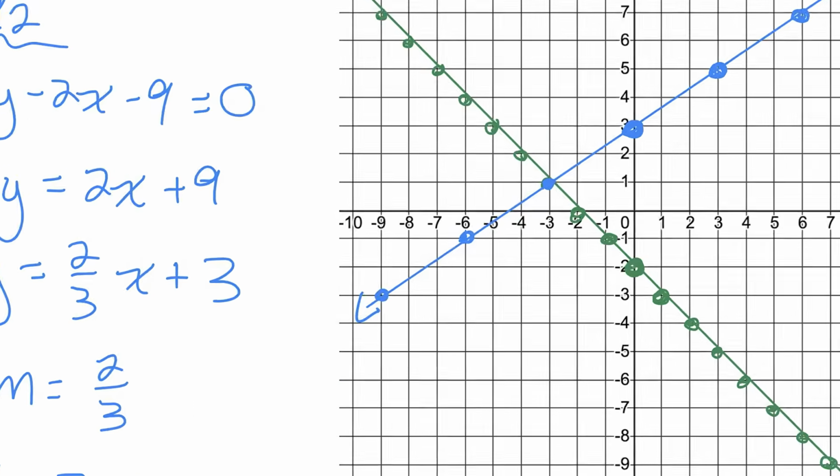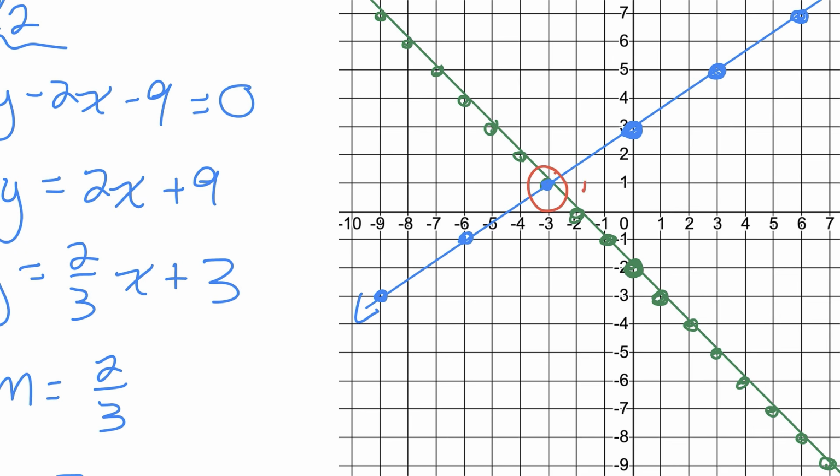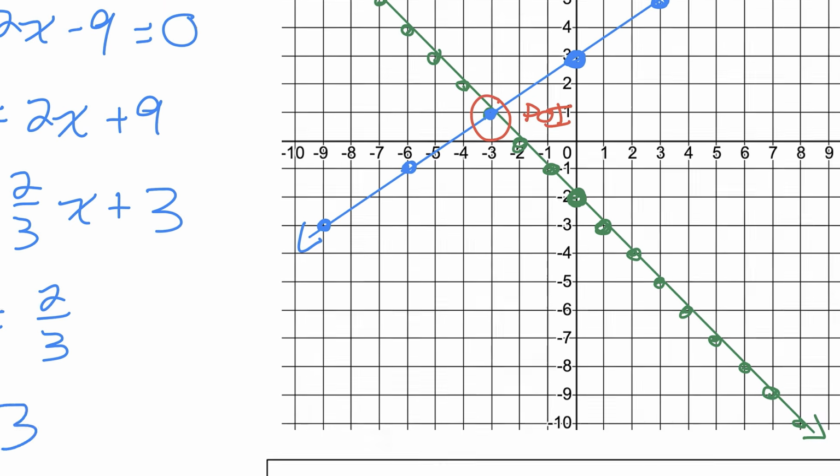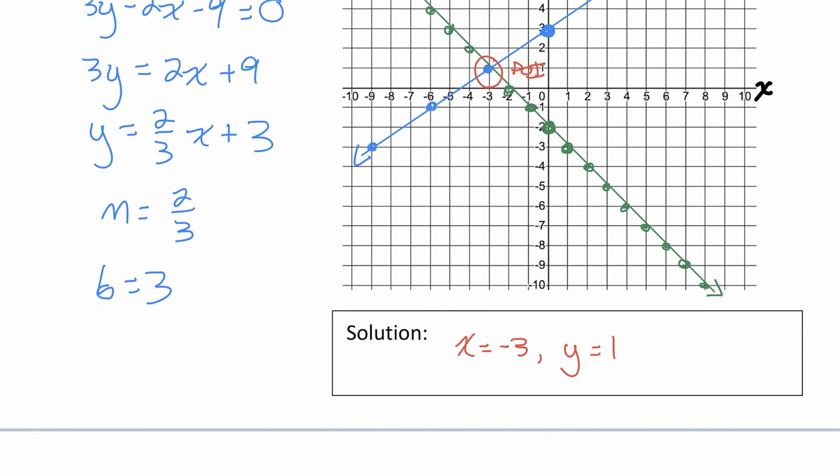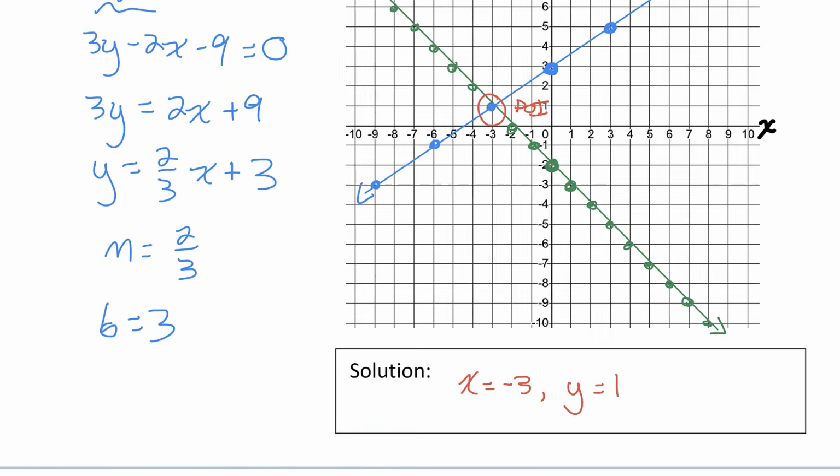And if you zoom in, you can see the point of intersection is that point they share right there, which is the point negative 3, 1. So my solution to this system is x equals negative 3, y equals 1. Those two values would satisfy both equations, and graphically that's where the lines intersect.